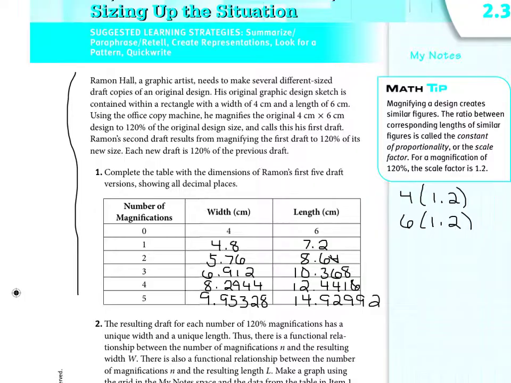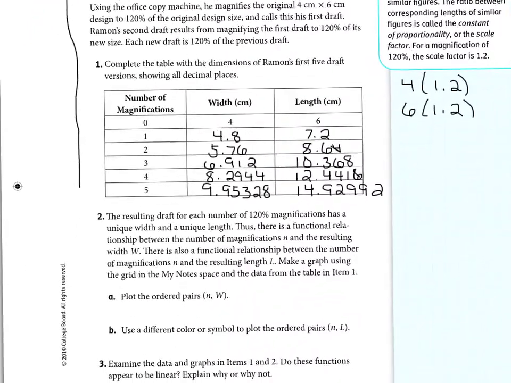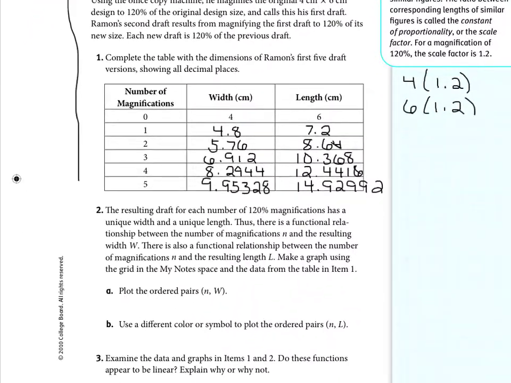The resulting draft for each number of 120% magnifications is a unique width and length. Thus, there's a functional relationship between the number of magnifications, n, and the resulting width. There's also a functional relationship between the number of magnifications n and the resulting length. Make a graph using the grid in the My Notes space and the data from the table in item 1. So we're going to start. Let's make a little graph over here.